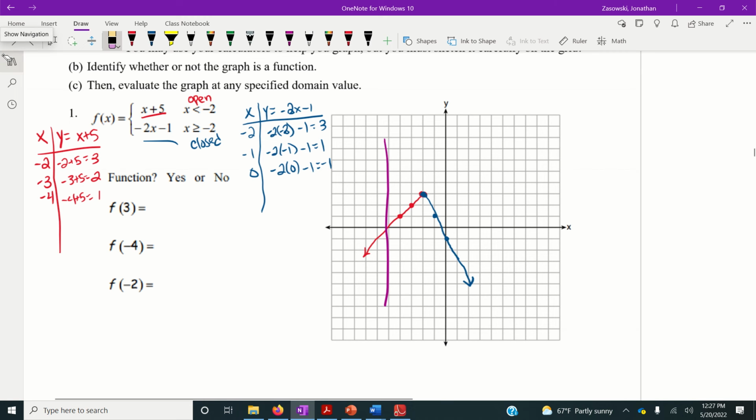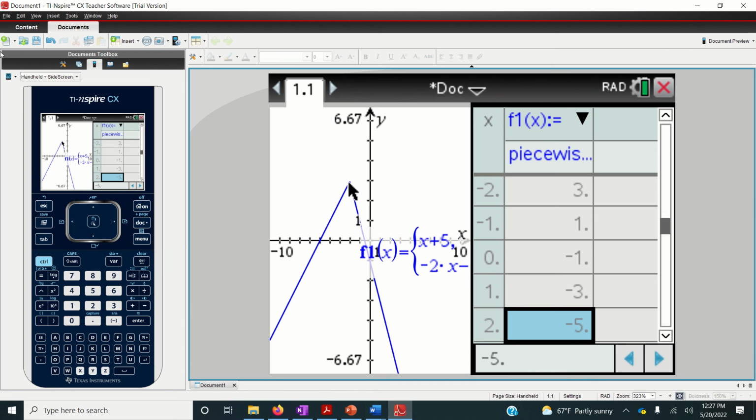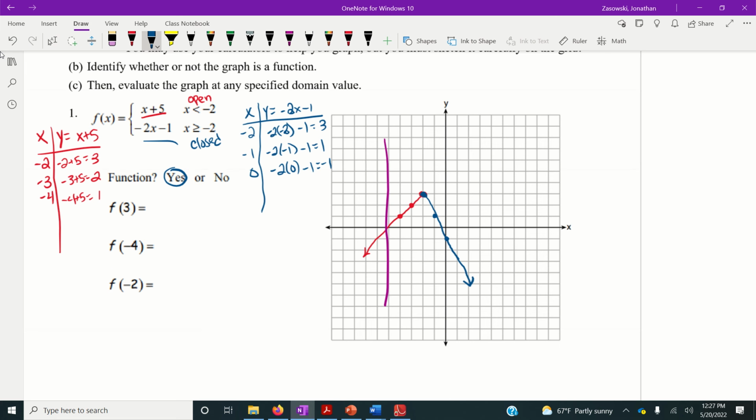So it is a function, okay? And now, how do we evaluate these numbers? Well, if we have our calculator, right, and we want to evaluate f of 3, we can just go to 3 and we can write down -7. But how do we get it from the equations?